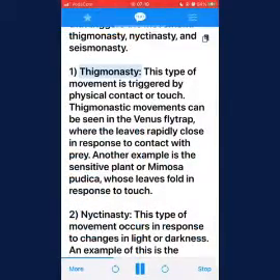1. Thigmonasty. This type of movement is triggered by physical contact or touch. Thigmonastic movements can be seen in the Venus flytrap, where the leaves rapidly close in response to contact with prey. Another example is the sensitive plant or Mimosa pudica, whose leaves fold in response to touch.